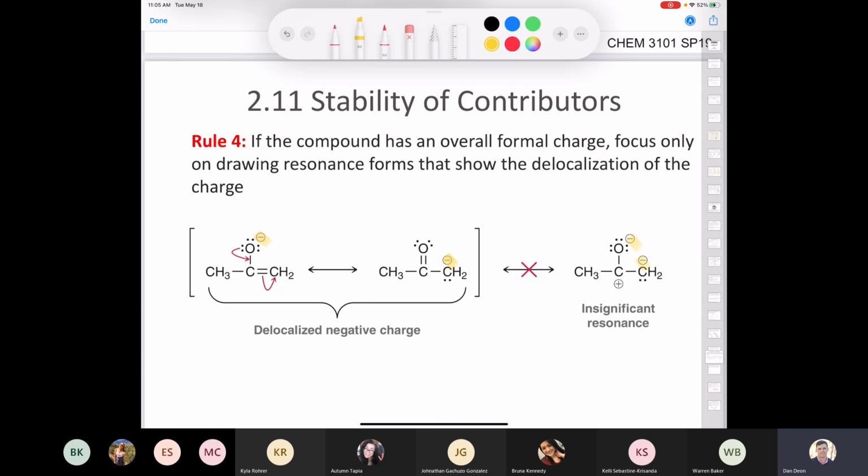So now here you've got two negatives and a positive. That's going to be insignificant, right? You're developing new charges for nothing.